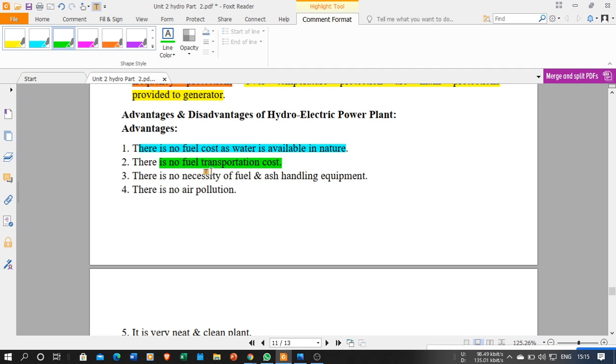There is no necessity of fuel and ash handling equipment, as there is no burning. So fuel and ash handling equipment are not required in this case.